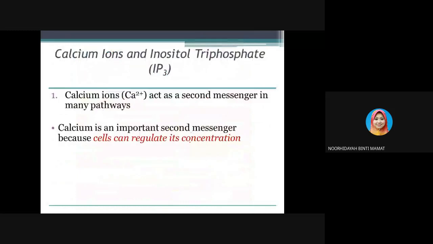So we go to the second type of common second messenger, which is the calcium ion and IP3, inositol triphosphate. The calcium ion acts as a second messenger in many pathways. Calcium is an important second messenger because cells can regulate its concentration.